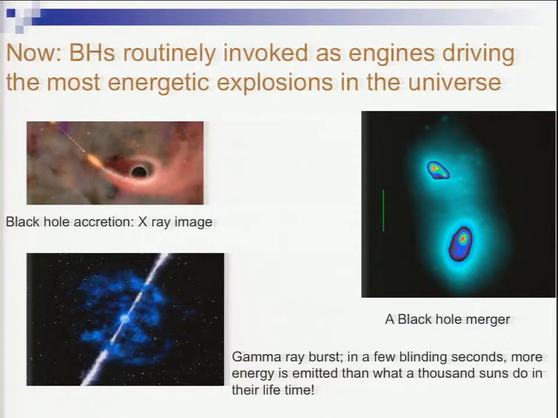Here is a black hole gobbling up matter, emitting X-rays as matter falls into it. It accelerates charged matter, and it emits X-rays. These images are seen. Here are two supermassive black holes. These are black holes in the centers of galaxies, and they are on their way to collision with each other. Here is a gamma ray burst. Gamma ray bursts are the most energetic phenomena in the universe. In a few blinding seconds, more energy is emitted than 1,000 suns emit in their entire lifetime. And these are seen routinely, once a day or once a week or so.